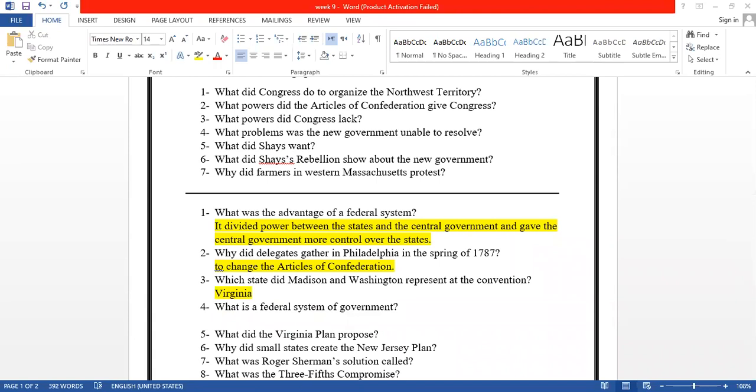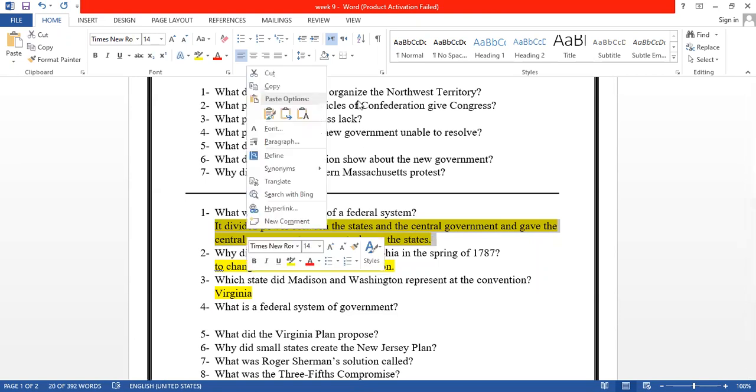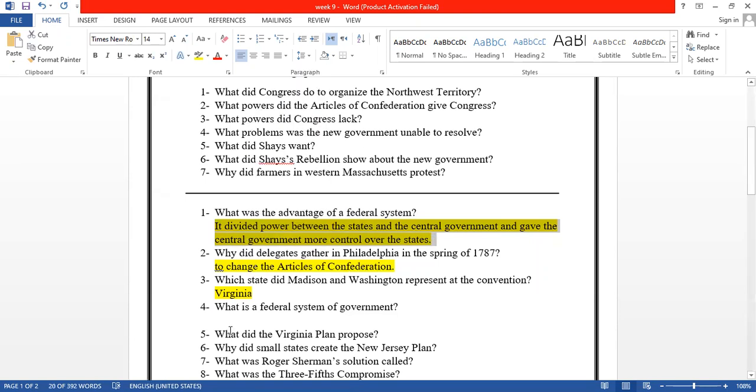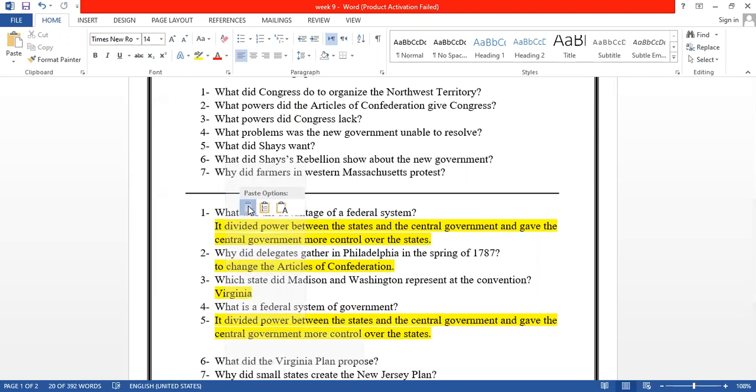The same, we said it before. It divides the power between the state and the national government, and gives the central government more control over the state. Yes, and it gave the national government more power than the states. That's it.